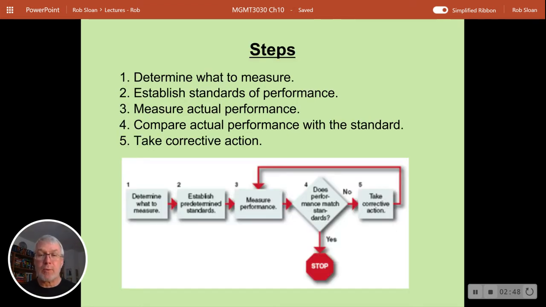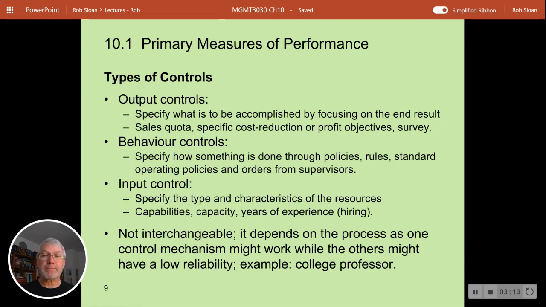A different way of thinking of it is in terms of steps. First, we determine what to measure. We establish the standards that we want to meet. We then measure whether or not we met them. If we've met our standards, then we don't have to do anything more. But if we haven't met our standards, we're going to have to take corrective action, and we go back and measure performance again. We make changes to the process, and we measure our progress again.